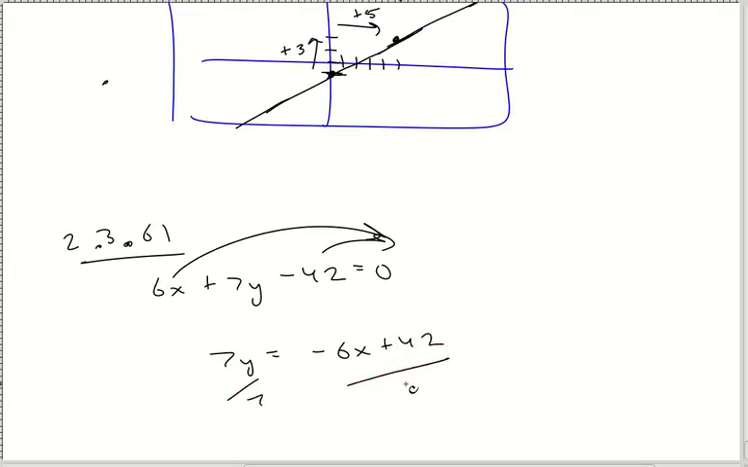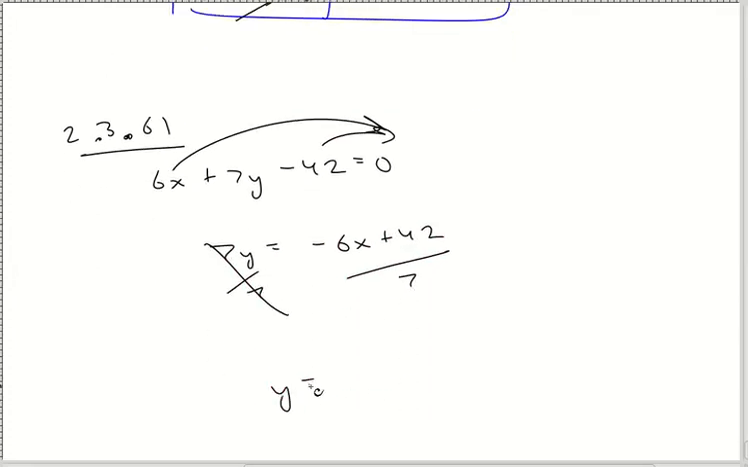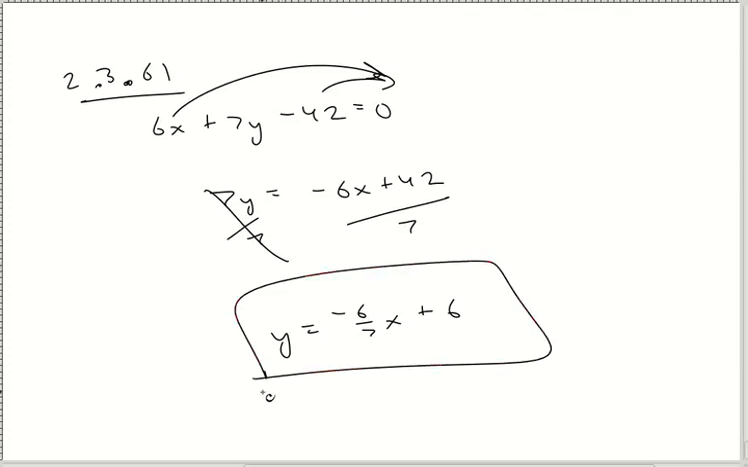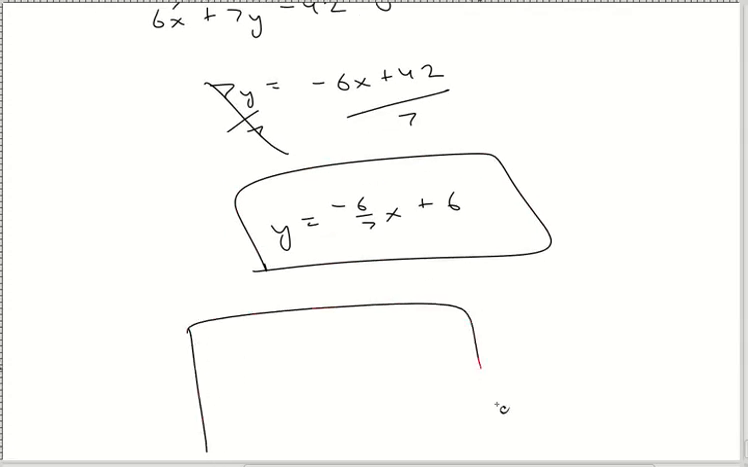Divide by the 7 on both sides. So I got -6/7 x plus 6 when you cancel those guys. This is actually something they want you to type. So cool, we could do that. And then we got a graph.